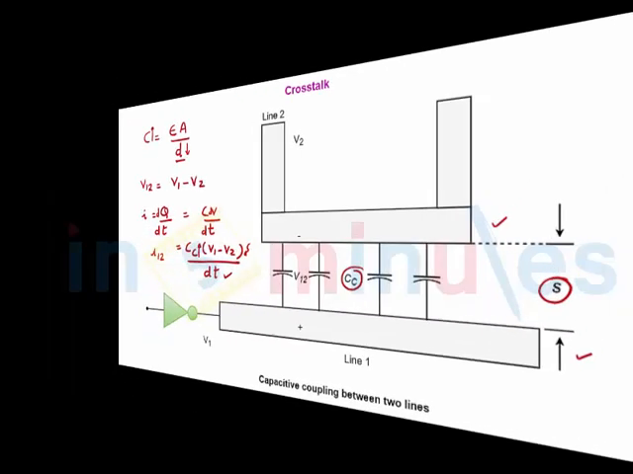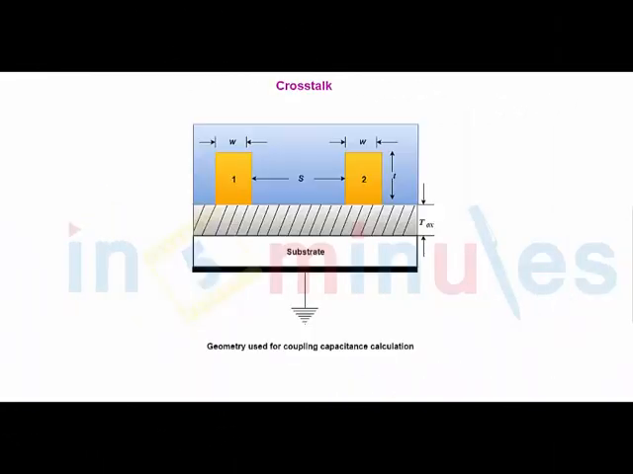So let's see the geometry used for capacitance coupling calculation. The calculation is beyond the scope of the syllabus. I'll just write the formula. But then here is my interconnect 1, here is my interconnect 2. This is the width of my interconnect, this is the spacing between the two interconnects, this is the thickness of my interconnect, and this is the thickness of my oxide layer. And if you stretch this beyond in 3D, you will get the length of your interconnect as well.